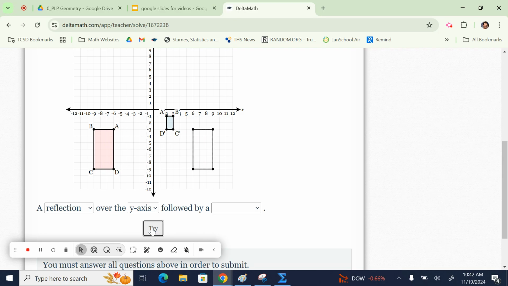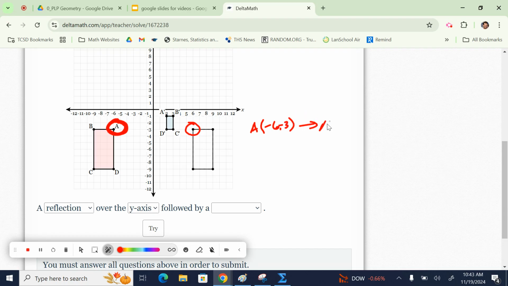Okay. So now if you look there, this point A went right here. So the original coordinates of A: A was at (-6, -3). Now, when I reflected A, now A is at (6, -3).